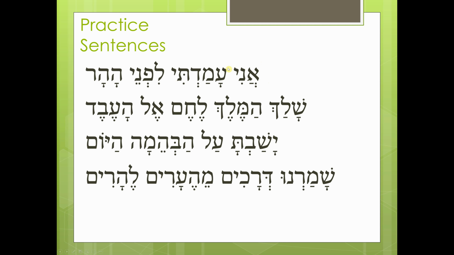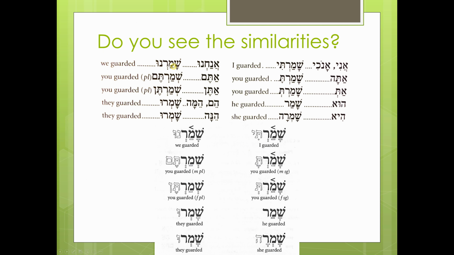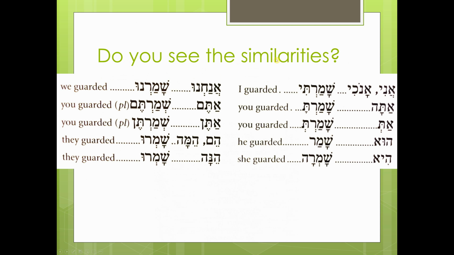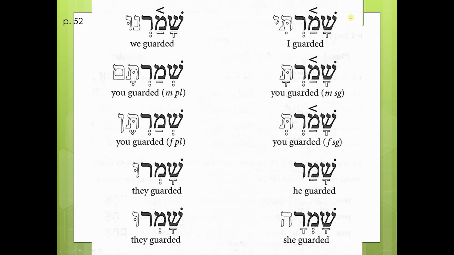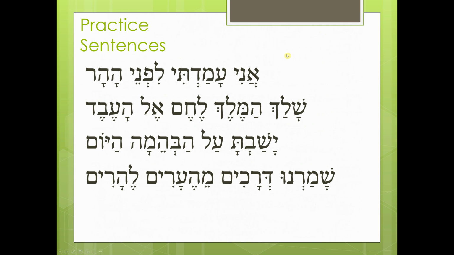What is ani? How would you translate this? Ani amadti. I stood. So here's your verb, right? Ayin, mem, dalet has to do with standing. The T, you recognize that T ending? First person, right? First person right here. Ani amadti lifnei. Okay, so I stood.